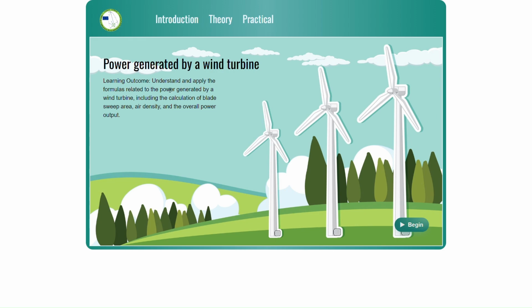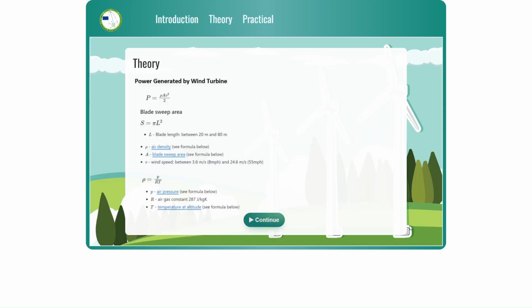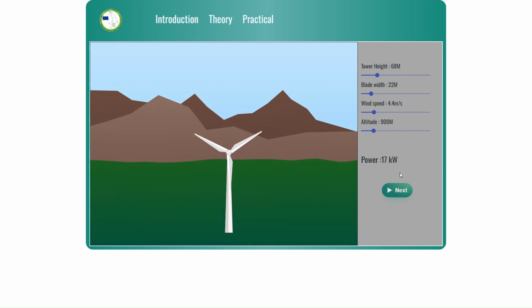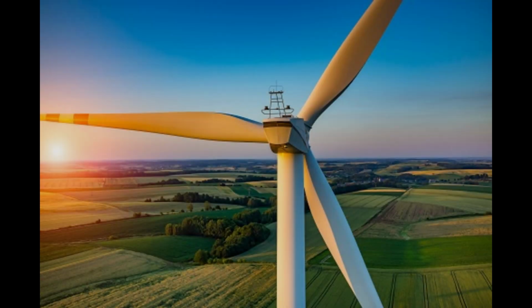This virtual training is designed to help students understand and apply the key formulas related to the power generated by a wind turbine. Through this practical, students will learn how to calculate the blade's sweep area, consider the effects of air density, and accurately determine the overall power output of a wind turbine. By engaging with these core concepts, students will gain a deeper understanding of how wind turbines convert kinetic energy into electrical energy and how each variable contributes to the efficiency and performance of wind energy systems.